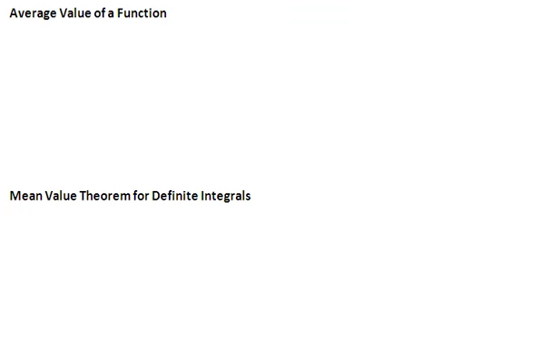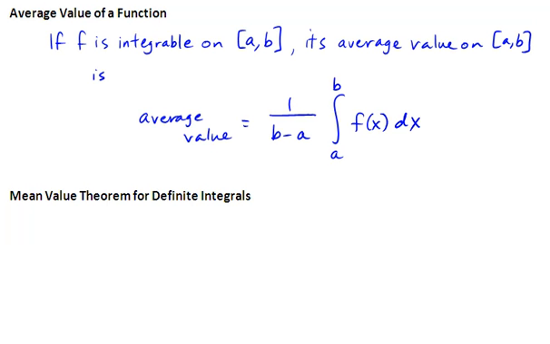In this video, we're going to discuss how to find the average value of a function, the mean value theorem for definite integrals, and also look at some example problems involving these two topics. If the function f is integrable on a closed interval [a, b], then its average value on that interval is 1 over b minus a multiplied by the integral from a to b of f of x dx.